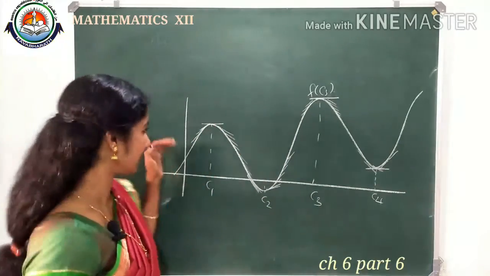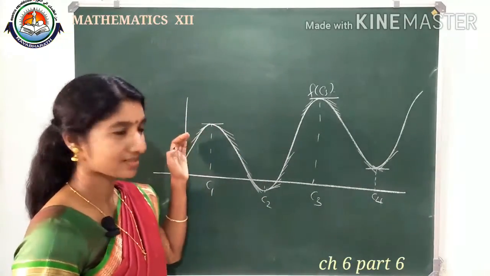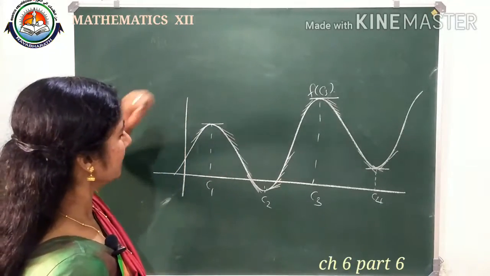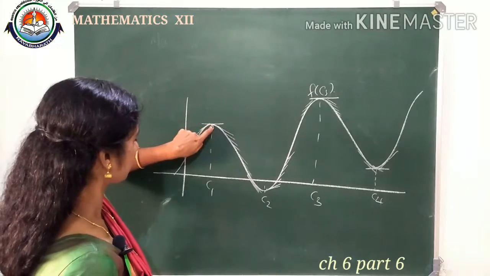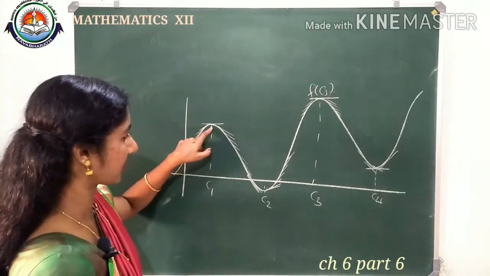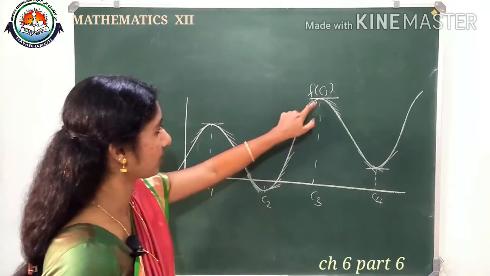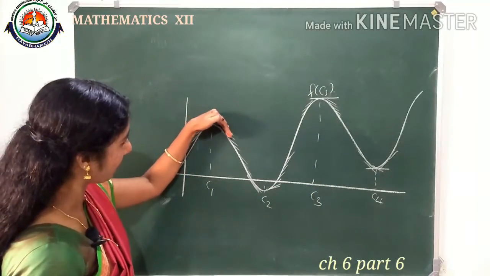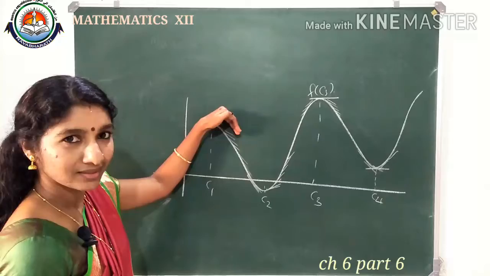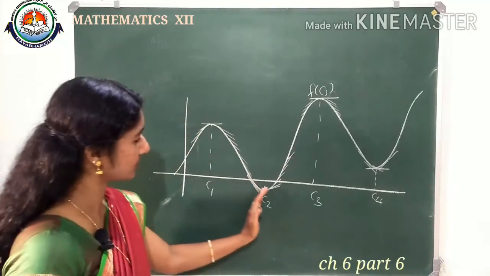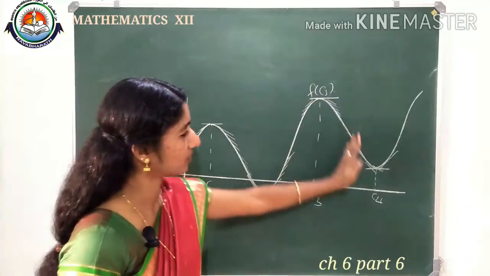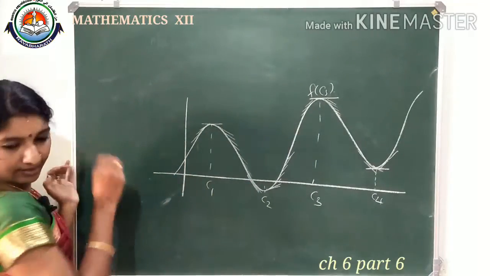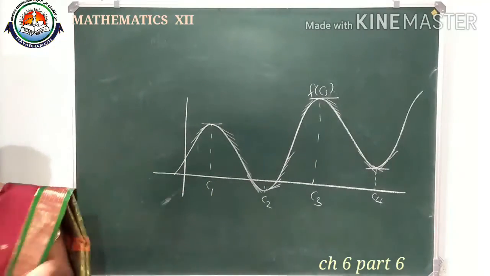See the tangents, they are coming like this. And one more thing. At this point C1 we said it's a local maxima, this is a local minima, local maxima, local minima. A concave shape is coming here, concave up, concave down, concave up, like this it is coming. And see another function.